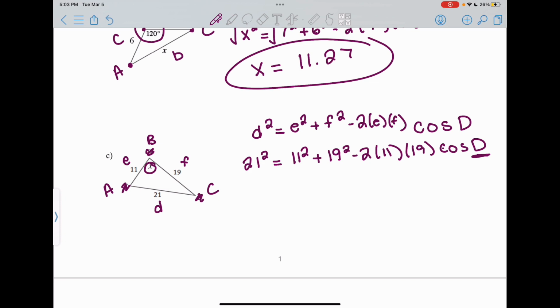So 21 squared is 441, 11 squared is 121, 19 squared is 361, 2 times 11 times 19 is 418, and 121 plus 361 is 482.